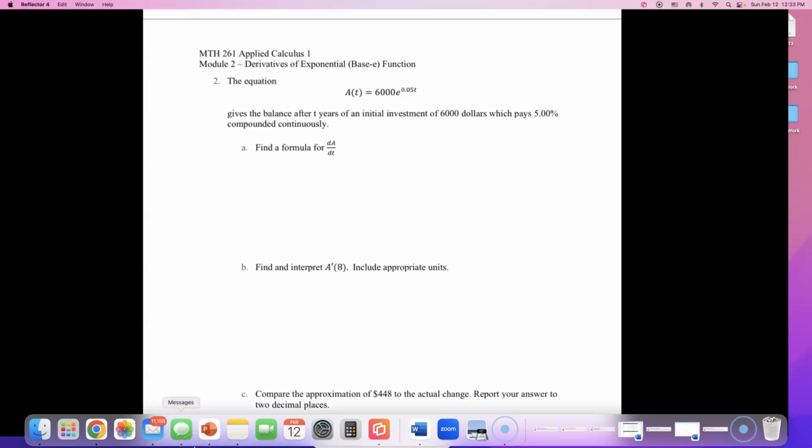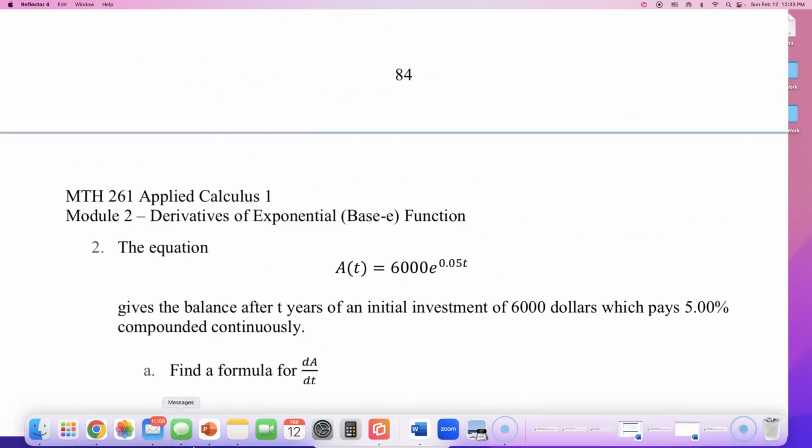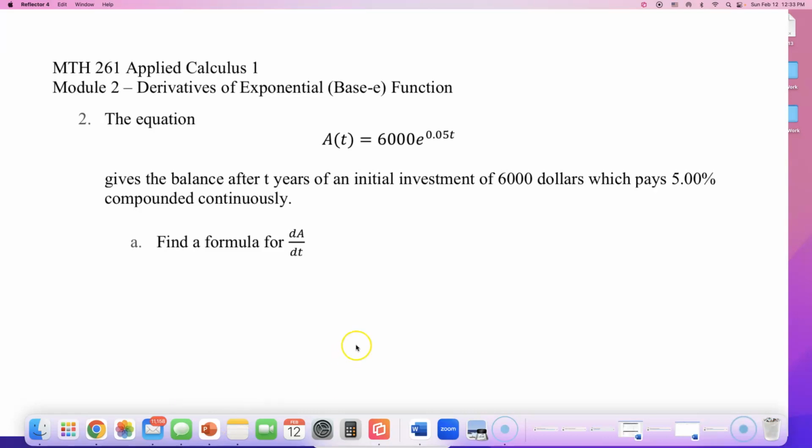Just one more application example on page 85. The equation A of t equals 6,000 times e raised to the 0.05t gives the balance after t years of an initial investment of $6,000, which pays 5% compounded continuously. Nice. They want us to find the formula for A of t, dA/dt.